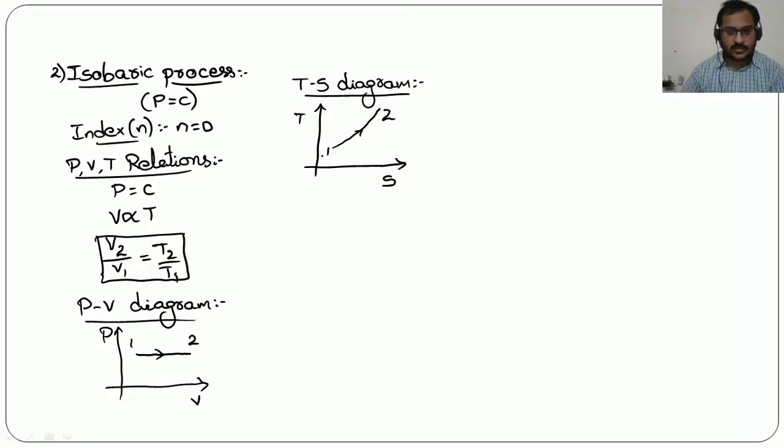I hope you understood, students. So here, as the volume is increasing from 1 to 2, the temperature also increases. That means it indicates heating process. So therefore 1 to 2 should be drawn in this particular direction.